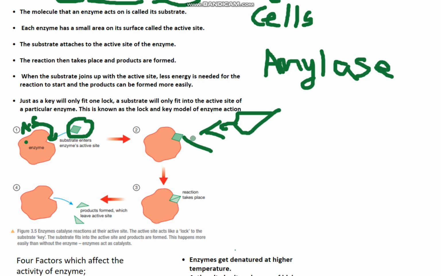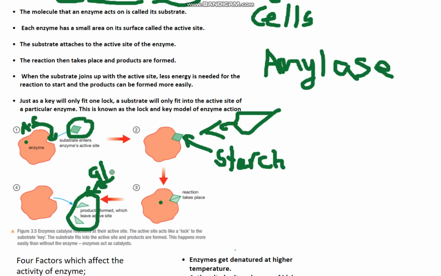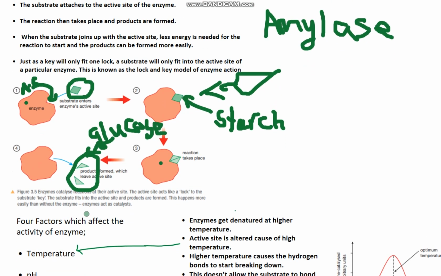Just for example, think of this as starch, and this starch has bound to the active site of the enzyme, and the reaction has taken place. This enzyme has helped the substrate to get into a reaction, and this reaction has caused the substrate to divide into half or be broken down into glucose. It's a simplified example; it doesn't turn into glucose so quickly, it turns into maltose first, as I said earlier, then glucose. And under the diagram there is an explanation.